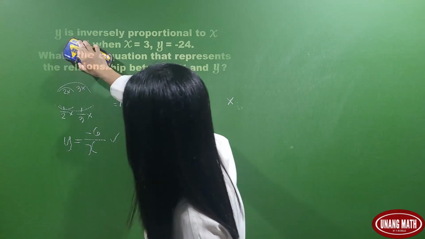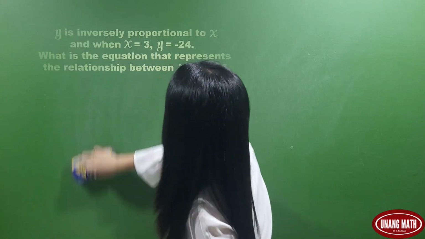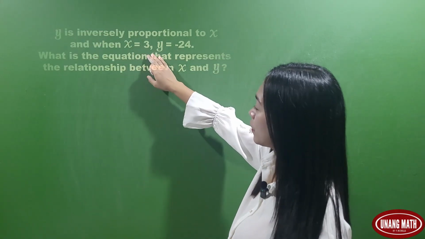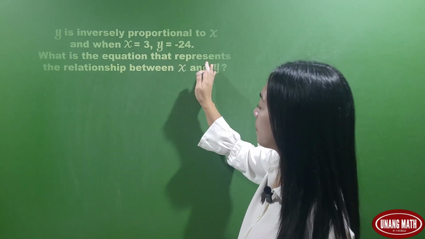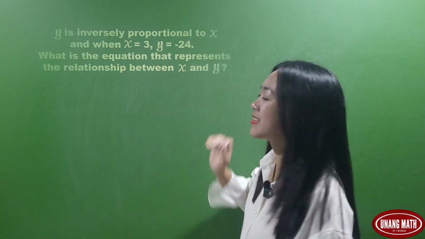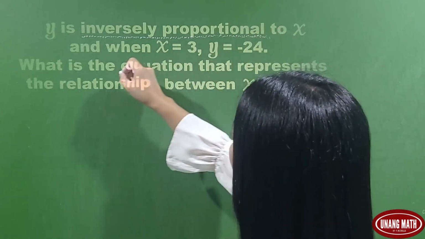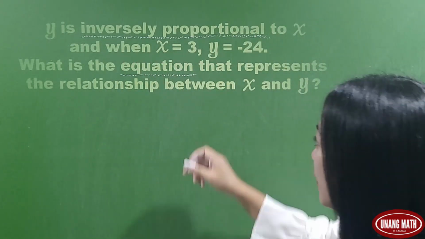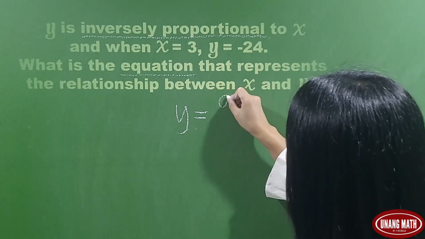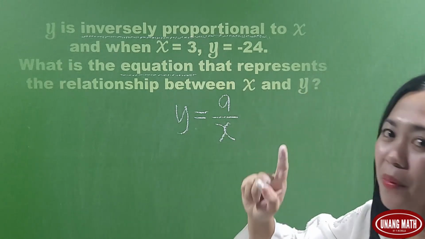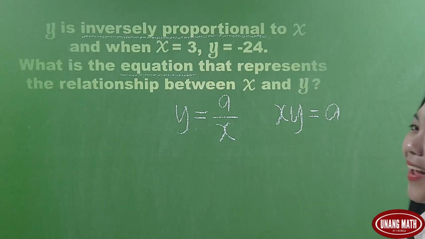Now, let's answer this simple problem. y is inversely proportional to x, and when x is equal to 3 and y is equal to negative 24, what is the equation that represents the relationship between x and y? From the words inversely proportional, our equation would be y is equal to a over x, or xy is equal to a.